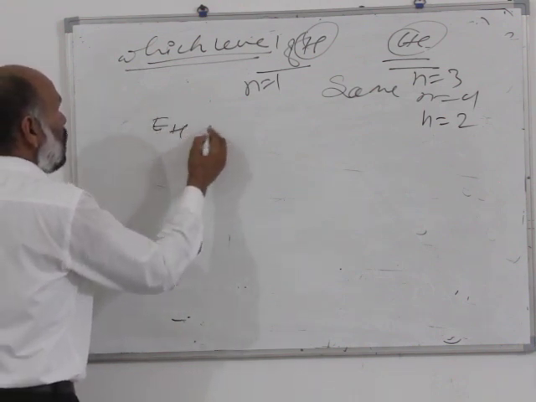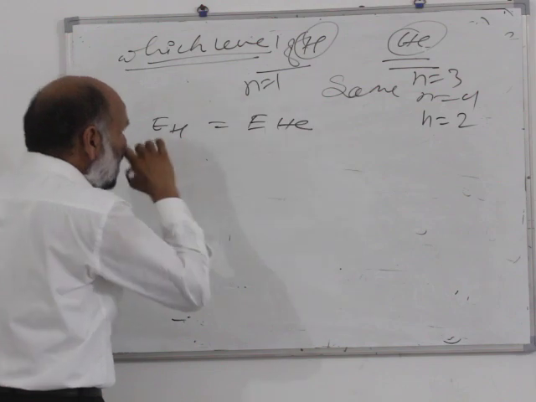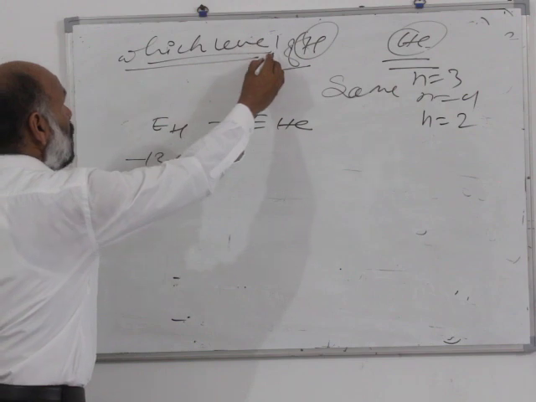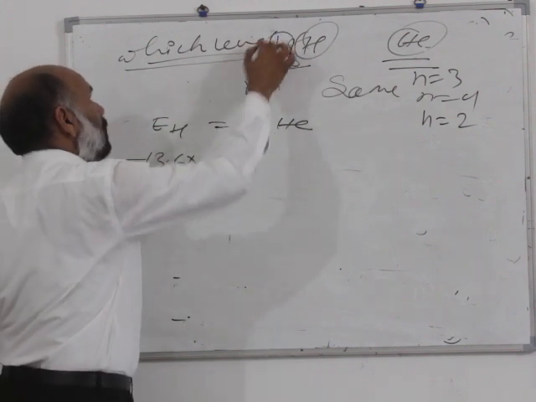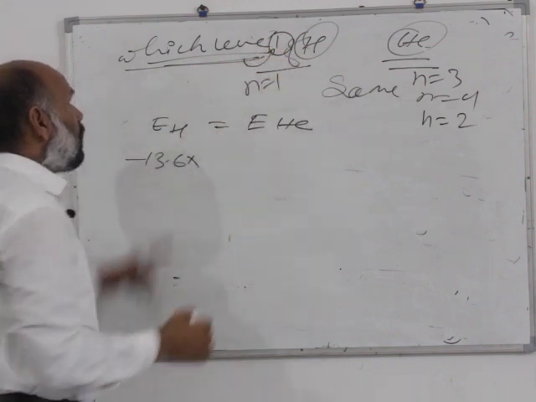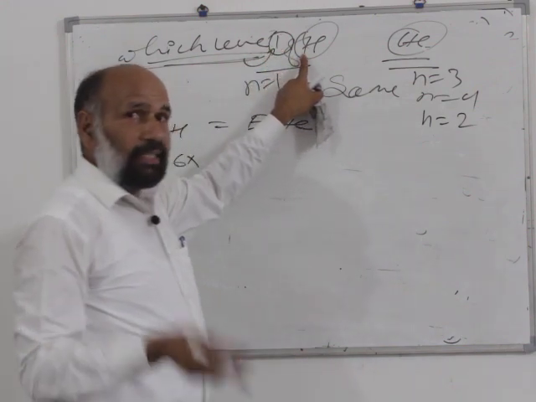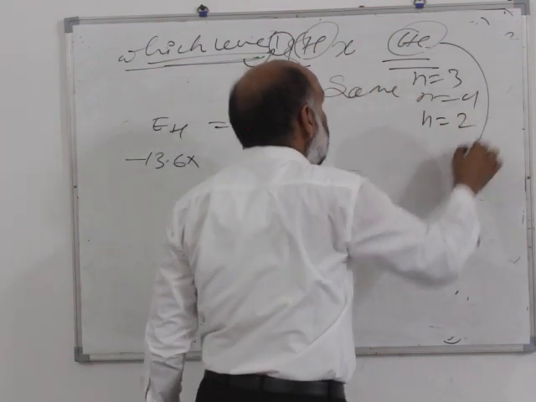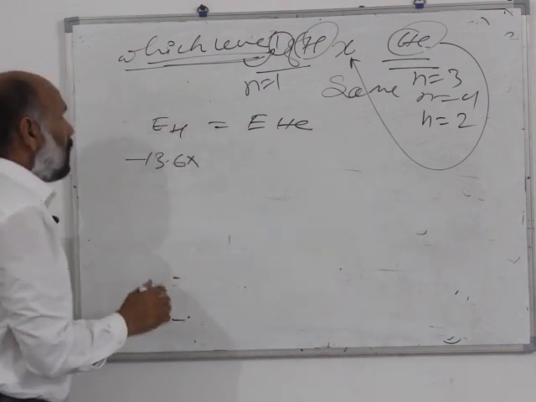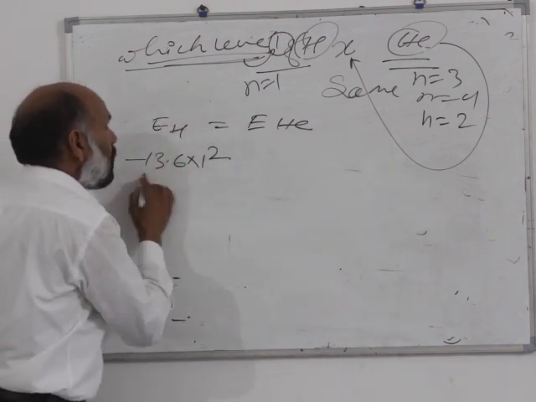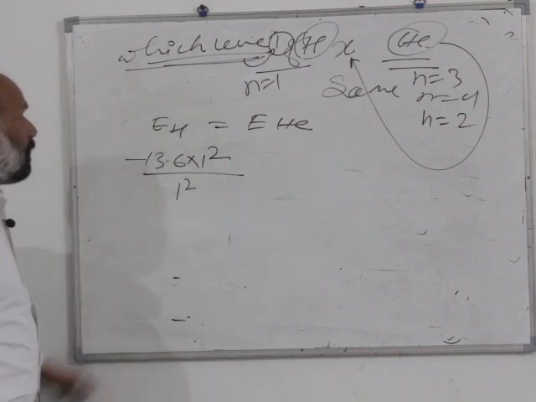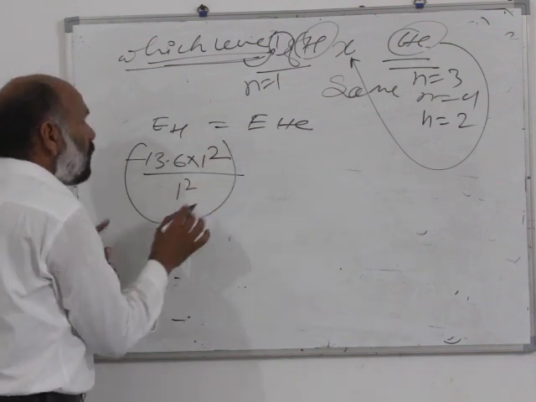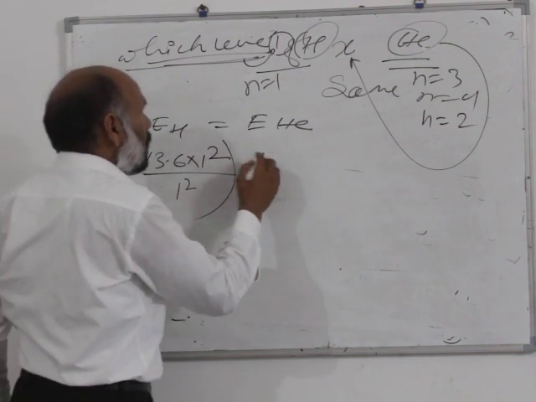So E of hydrogen equal to E of helium, minus 13.6 Z square by n square. Now the question should be modified. The first level of hydrogen atom has this energy x. In which orbit will the energy of helium be equivalent to x? This is the question. So minus 13.6 Z square by n square. We have been given that in the first orbit the energy is x, and that is going to be equal.